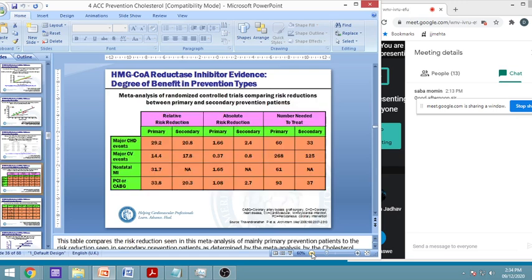That is the situation. Then a meta-analysis of randomized controlled trials comparing risk reduction between primary and secondary prevention patients. So this is how we calculate the RRR, the relative risk reduction. How much is it in CHD events, major cardiovascular events, non-fatal myocardial infarction, or after percutaneous intervention, angioplasty or CABG.